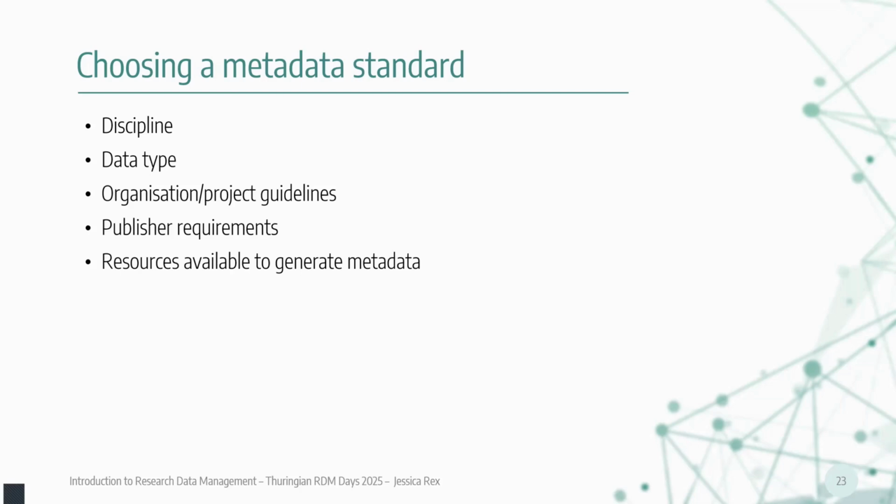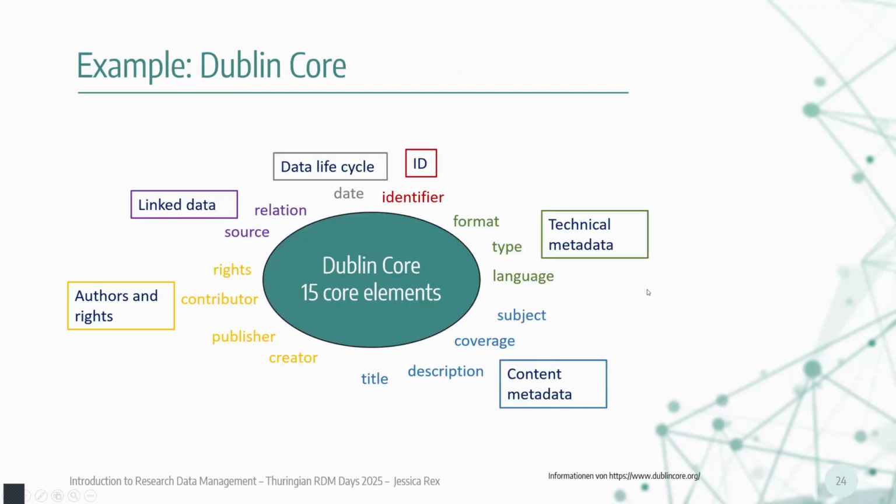So all of these things will go into the consideration of which metadata standard you might want to choose. As I already said, if you can't find one that's specific to your discipline or your research area, you might always be going with a more general one that is discipline agnostic, such as Dublin Core. I've put Dublin Core and all of its elements on the screen for you. So Dublin Core has 15 core elements that are all optional, but can also be repeated.